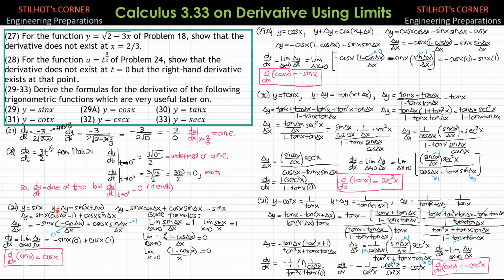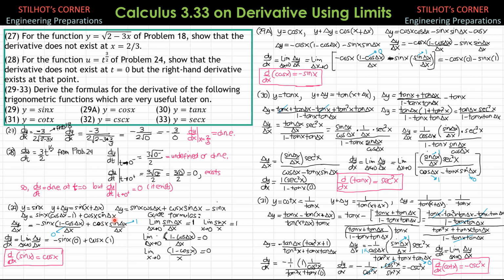So y plus delta y equals sine of quantity x plus delta x. So delta y equals, I'll expand this, sine x cosine delta x plus cosine x sine delta x, then minus y, which is minus sine x. So for delta y, the first and last terms have sine x in common. So we have sine x quantity cosine delta x minus 1. Then I just copy the second term here, cosine x sine delta x.